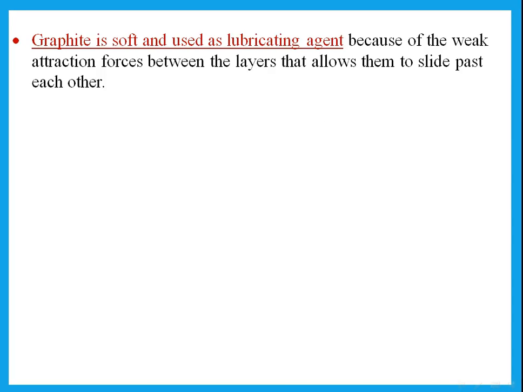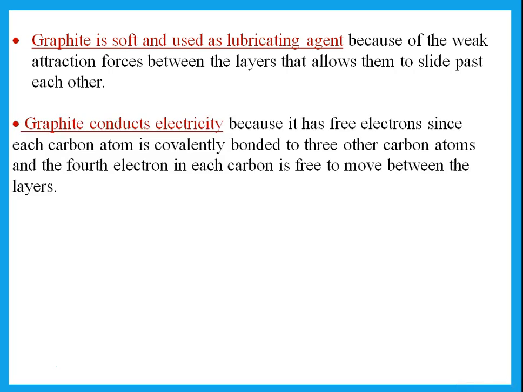Now, based on that, graphite is soft, and because it is soft, it's used as a lubricating agent or as a lubricant. Now, why is graphite soft? You should know that this is because of the weak attraction forces between the layers that allows them to slide past each other. So we said the layers have weak attraction forces between them. This allows the layers to slide over each other. Now, graphite conducts electricity. This is because it has free what?